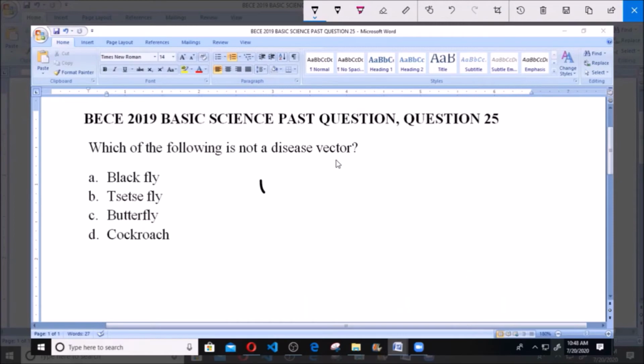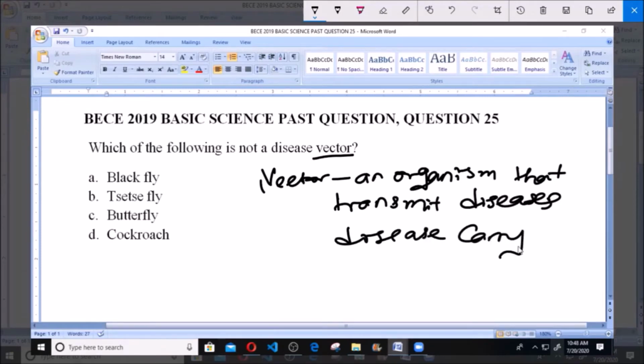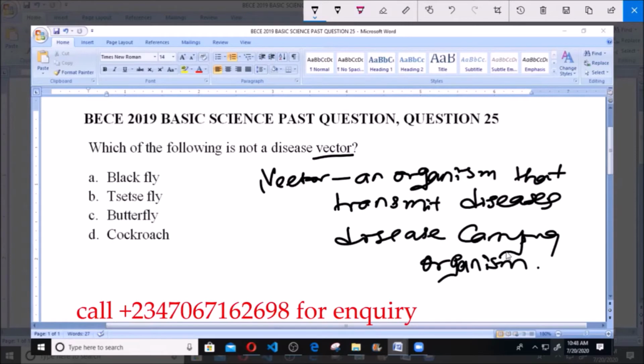Now I want us to understand the meaning of a vector. A vector is simply an organism that transmits diseases. So in that sense, vectors are disease carrying organisms. That's just a simple definition of a vector. Now the question says, which of the following is not a disease vector? That is, we have to pick an option of which of these insects does not transmit or carry disease.